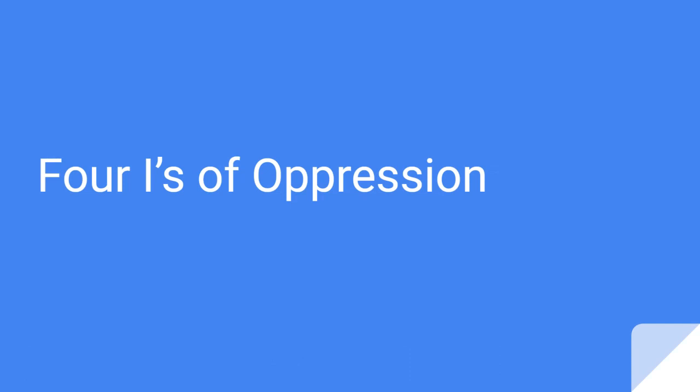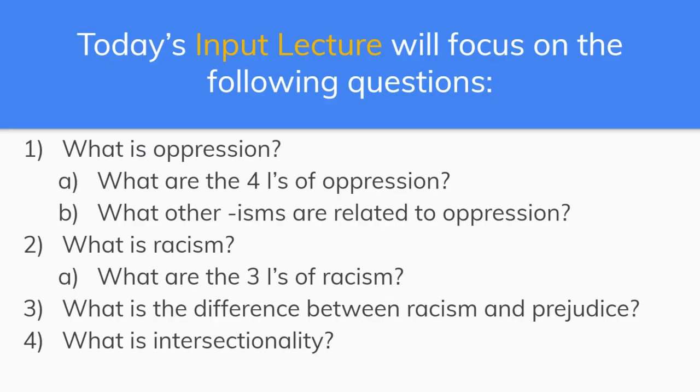The other thing that you'll notice on our handout is these 4 terms that are in some interlocking circles. Notice that they are 4 I's, possibly the 4 I's of oppression. Ooh, exciting stuff. So let's jump into it. So today's input lecture will focus on the following questions. At the end of this lecture, you should be able to answer all 4 of these questions.